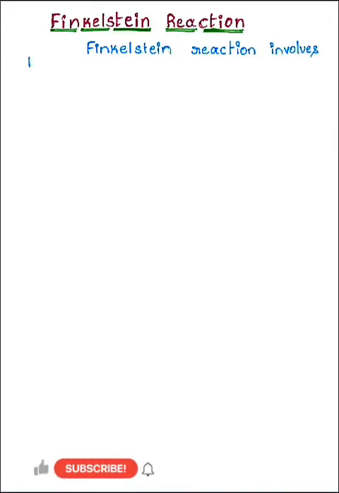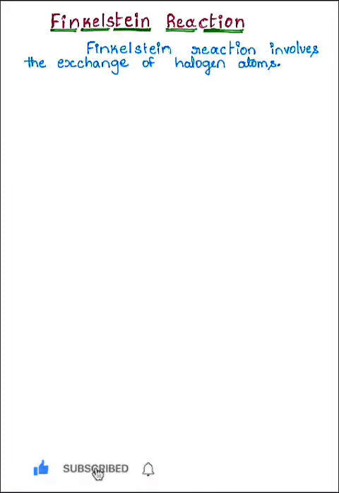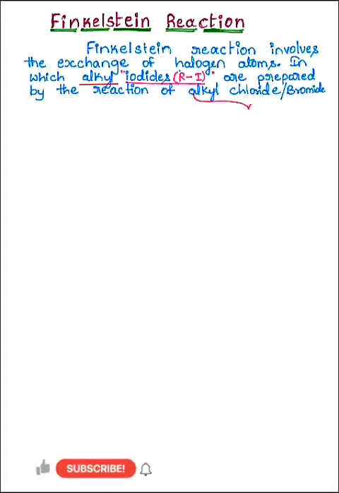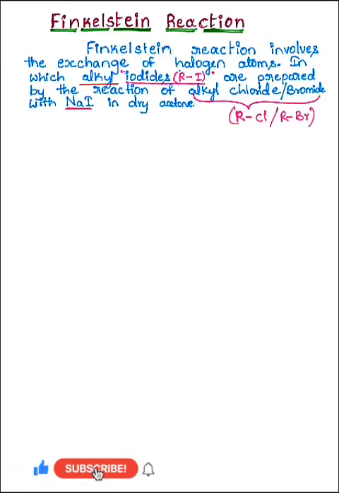So mainly this reaction involves the exchange of halogen atoms. That is, one halogen atom is replaced with another halogen atom. Both halogen atoms participate in an exchanging process. Due to that exchange, alkyl iodides are prepared by the reaction of alkyl chloride or alkyl bromide reacting with sodium iodide in the presence of dry acetone.